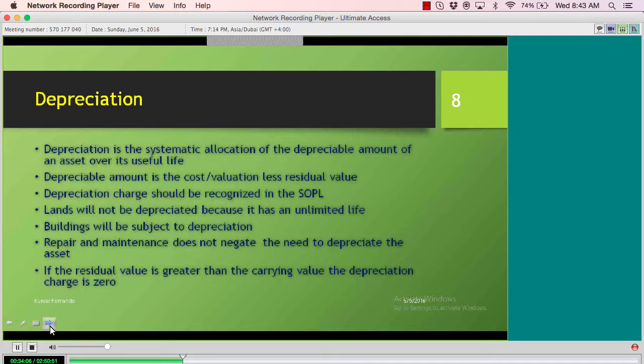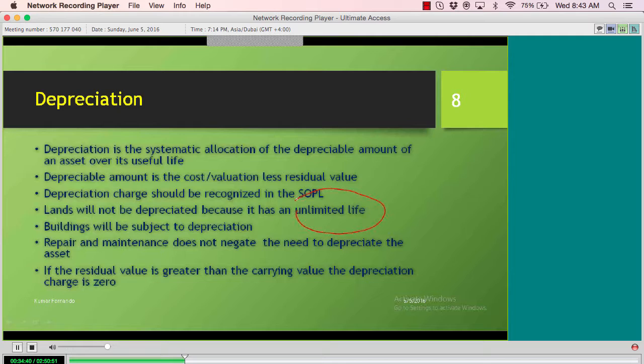Land is not depreciated. The reason is not because lands are going up in price. Remember, land is not depreciated because it has an unlimited life. That's the reason why the land is not depreciated. Most of us think land is not depreciated because the value is going up. No, it is because it has an unlimited life. Buildings will be depreciated even though they may appreciate in value, because they are subject to depreciation. They have a life period.